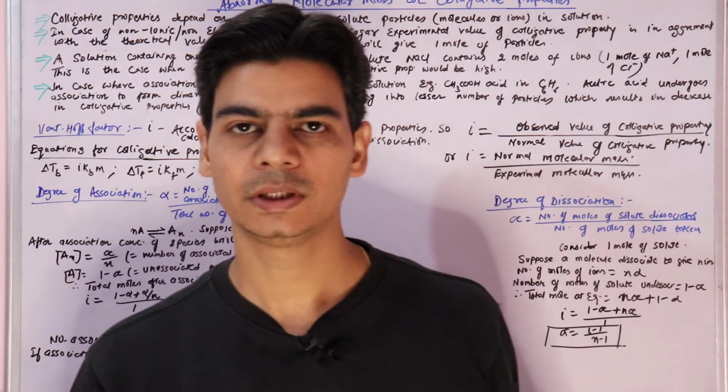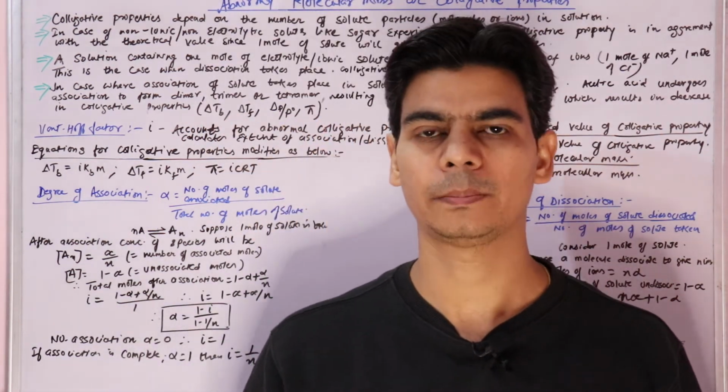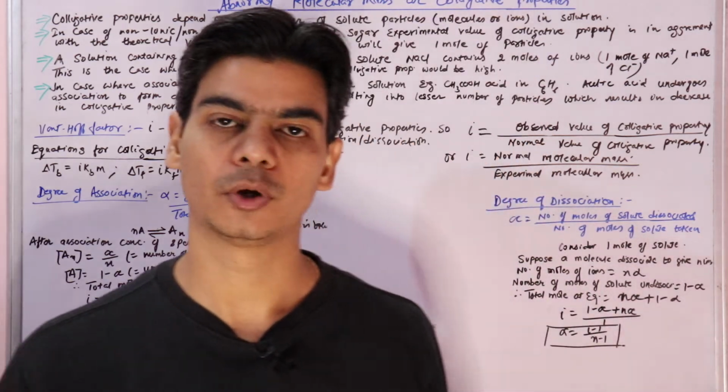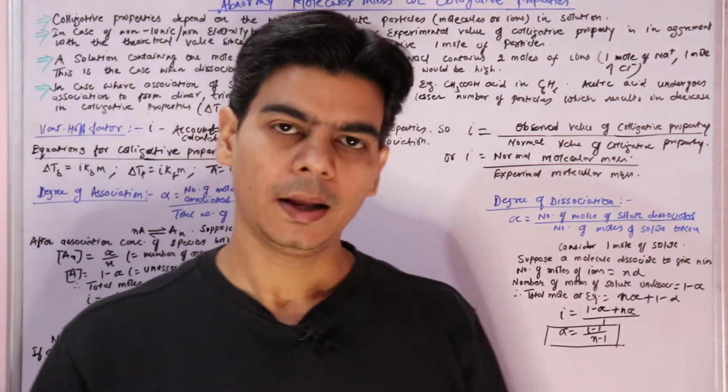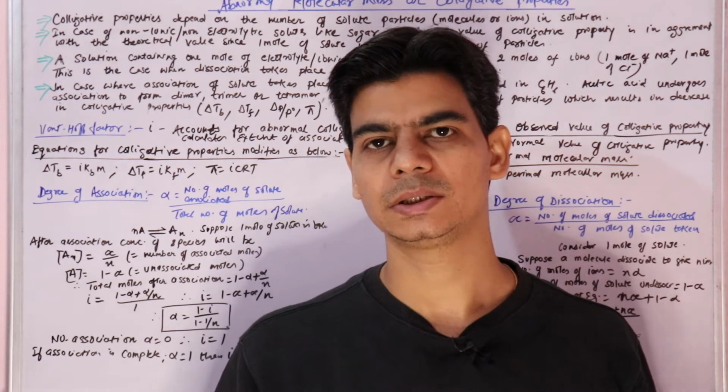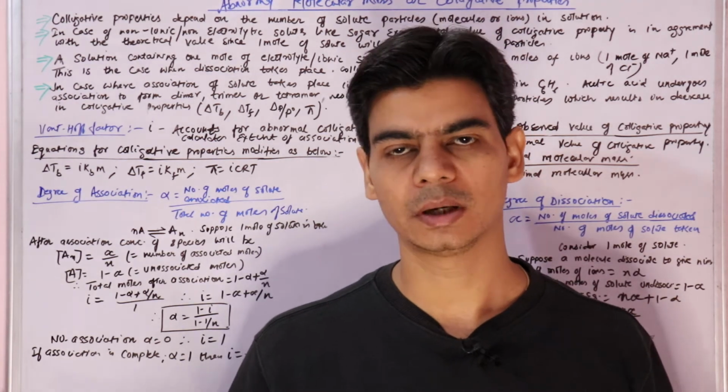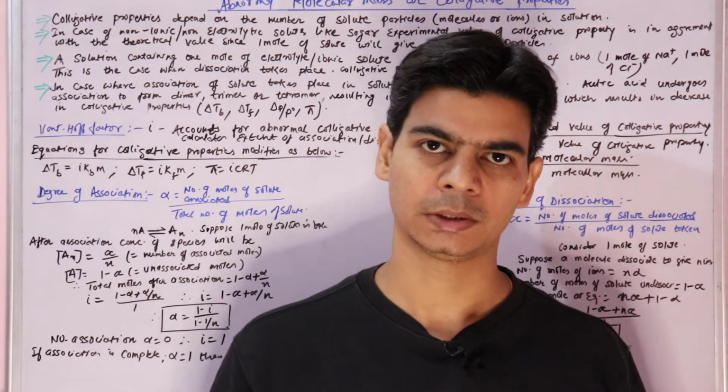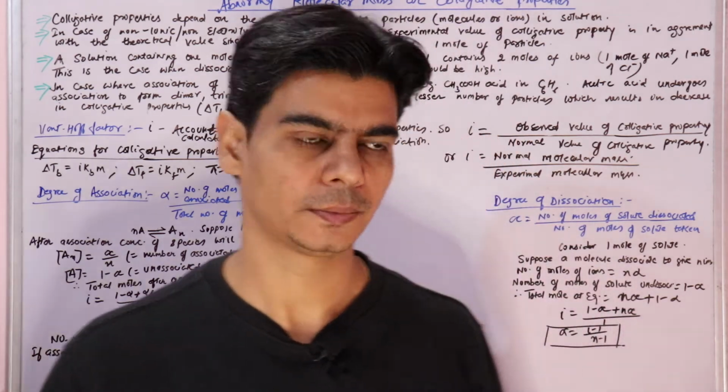Hi students, now in this video lecture we will go through the topic abnormal molecular masses or abnormal colligative properties. And we know that colligative properties are those properties that depend on the number of solute particles, right, and not on the nature of the solute.